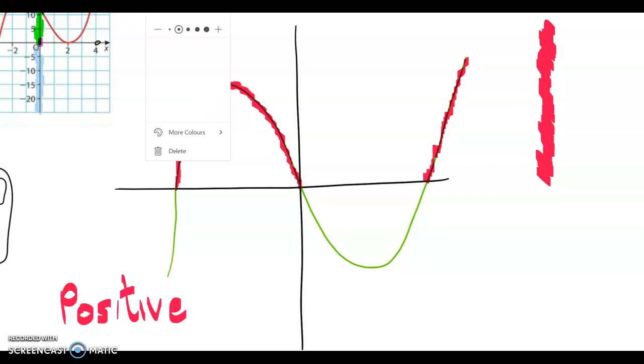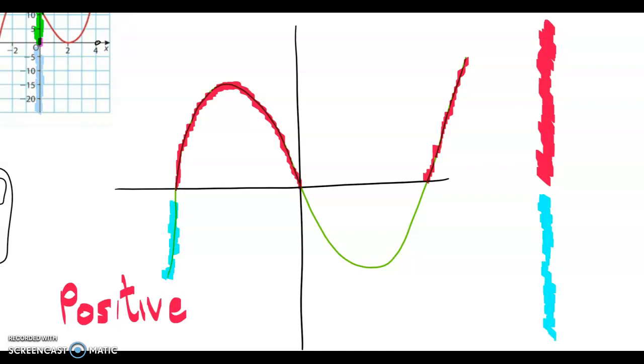And then below that is where it's negative. Any part of it that goes down there is negative. So here's negative. There's negative. That's all negative down there. So down that zone is the negative zone, and up there is the positive zone.